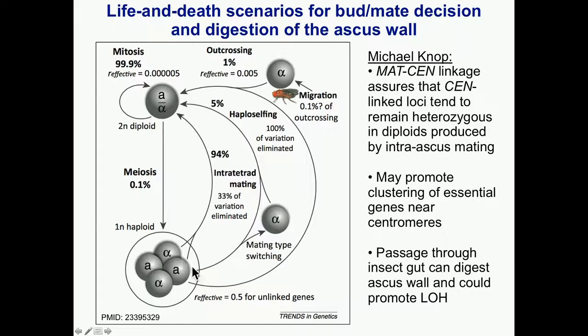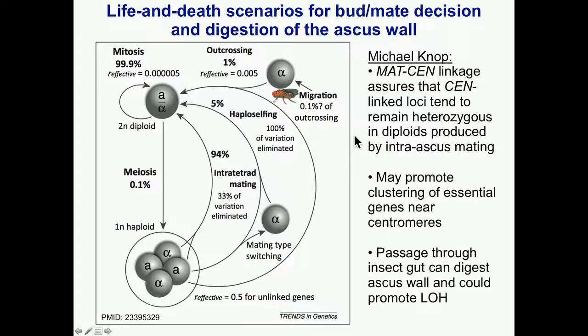And upon meiosis, the decision upon germination of whether to mate or to bud has huge consequences for how much of that variation is exposed and how much is eliminated. This is especially true when you consider homothallic strains that are able to switch mating type and mate with their own progeny.